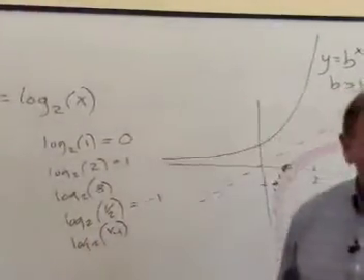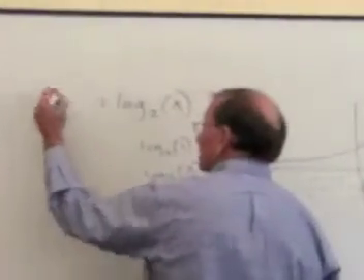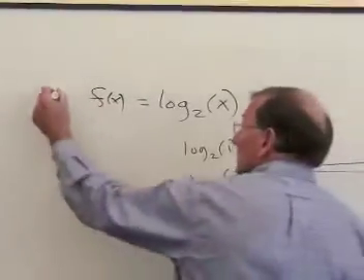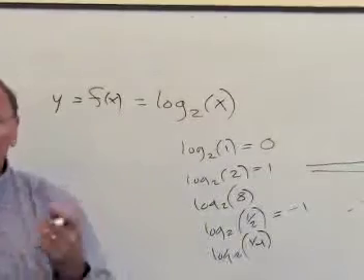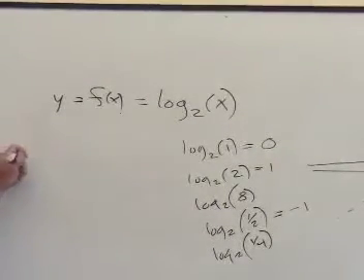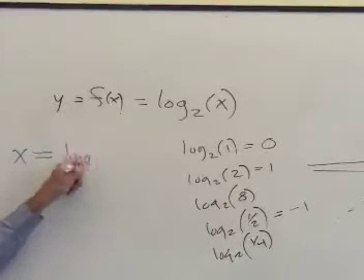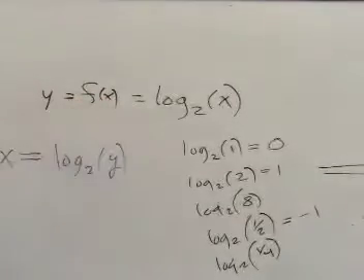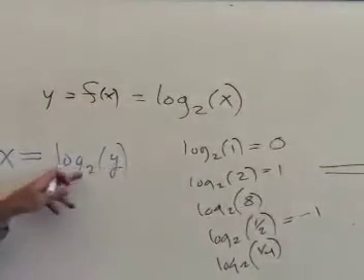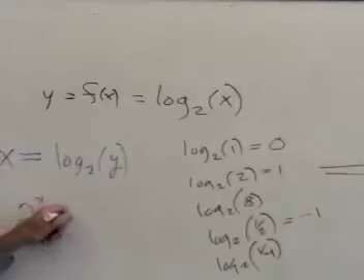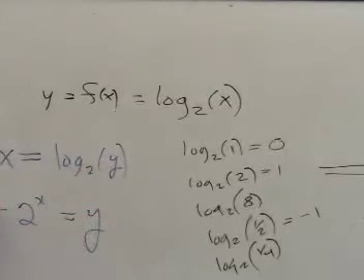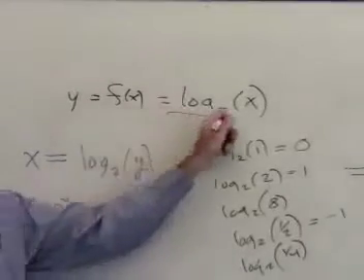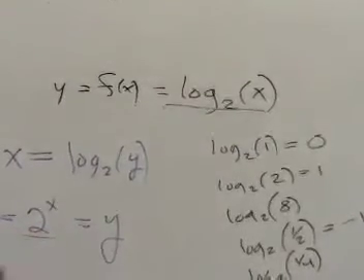If this original function was called f of x, I could find the inverse function by switching the roles of x and y. So if I rewrite it as x equals log base 2 of y, that's now the inverse of the original function. If I now isolate the y, I get 2 to this exponent, gives you that result. This would be the inverse function, which is our familiar exponential function. Logarithms and exponential functions are inverses of each other.